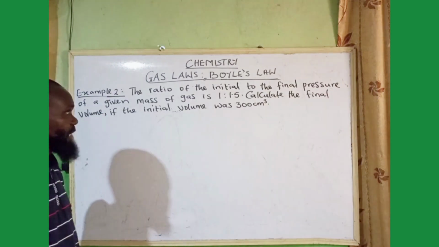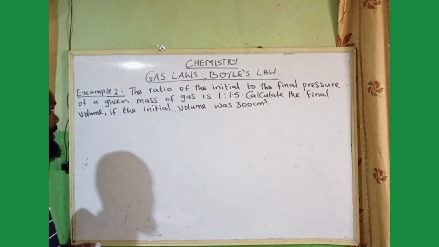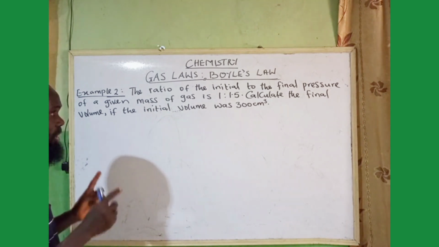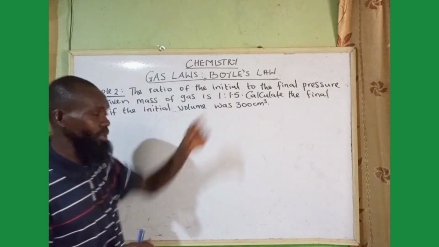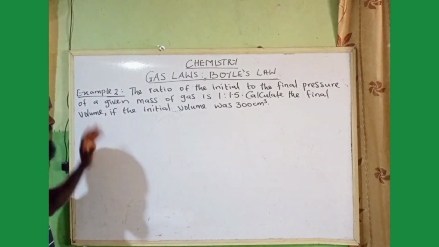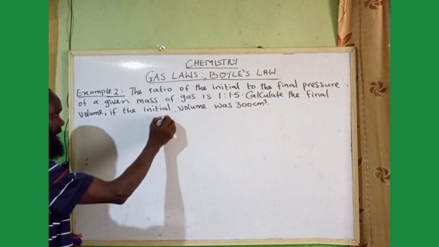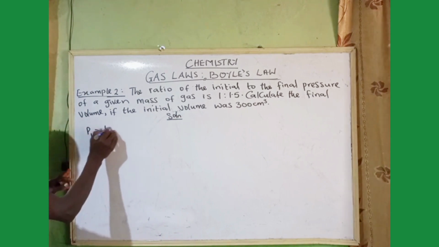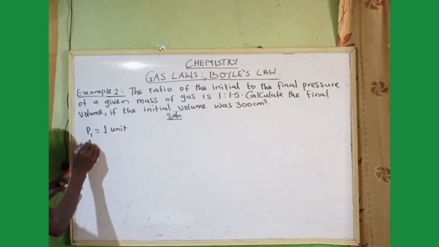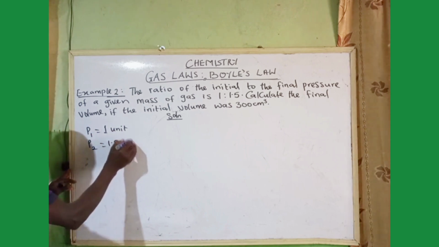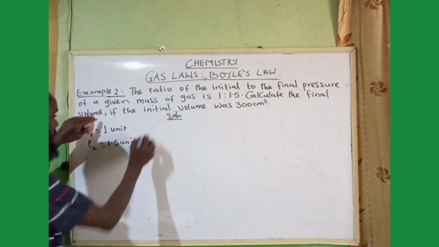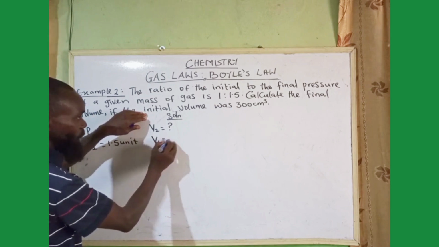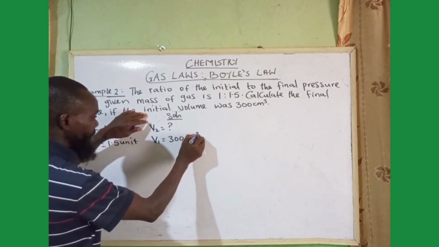Example 2. The ratio of the initial to the final pressure of a given mass of gas is 1 to 1.5. Calculate the final volume if the initial volume was 300 centimeter cube. Here, our pressure P1 equals 1 unit. Our P2 equals 1.5 units. Calculate the final volume. V2 is the final volume, unknown. If the initial volume, which is V1, equals 300 centimeter cube.